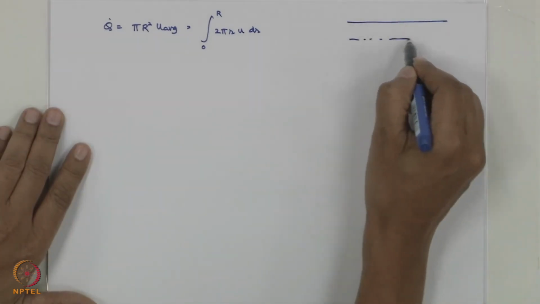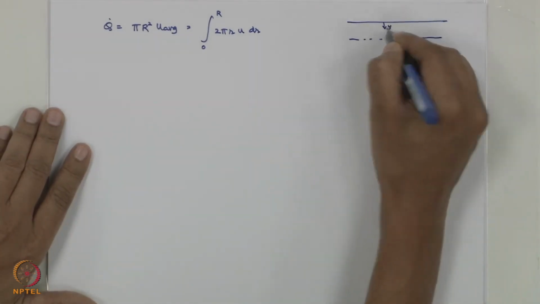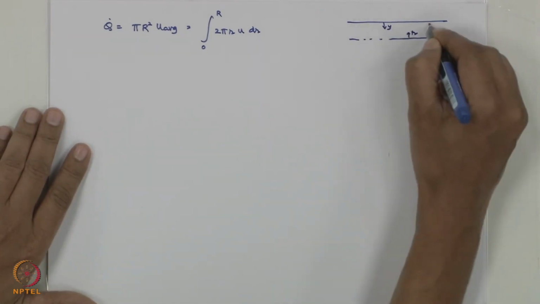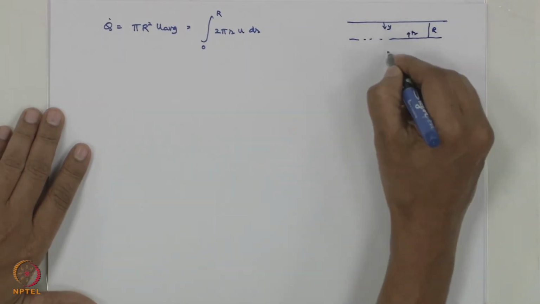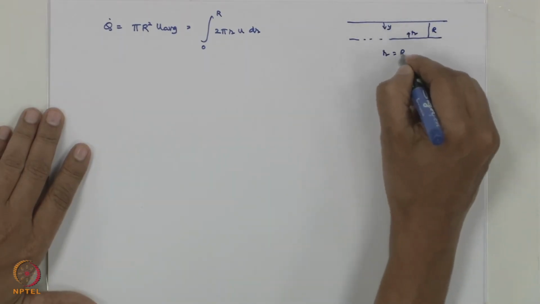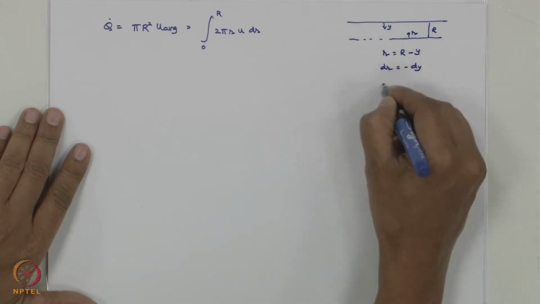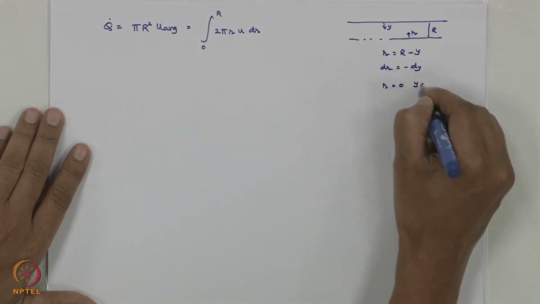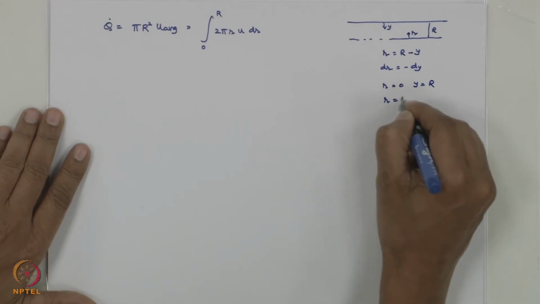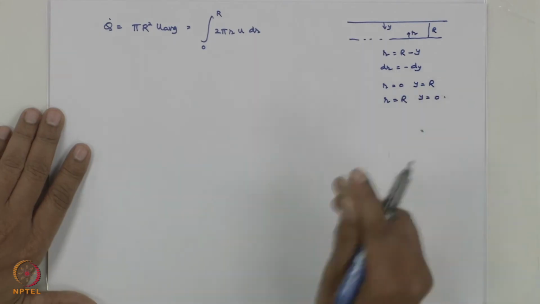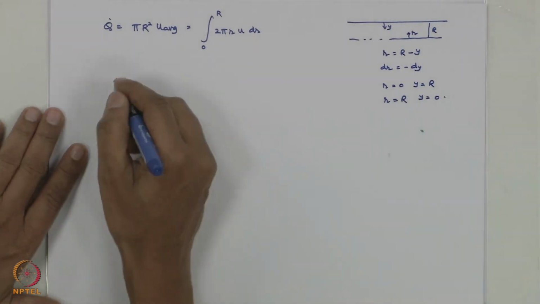Just quickly, this is my y, this is my r, this is capital R, small r equal to capital R minus y, dr equal to minus dy. When r equal to 0, y equal to capital R, and when r is R, y equal to 0. We had done this, so that is why I have gone a little fast.